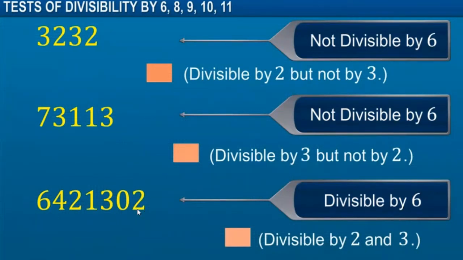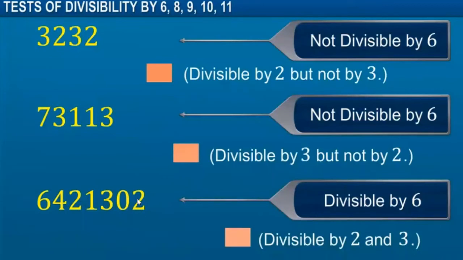Now the last digit is 2, so it is divisible by 2. Now checking the divisibility by 3: 6 plus 4 is 10, 12, 13, 13 plus 3 is 16, 18. Okay, so the total we are getting is 18. 18 is divisible by 3.